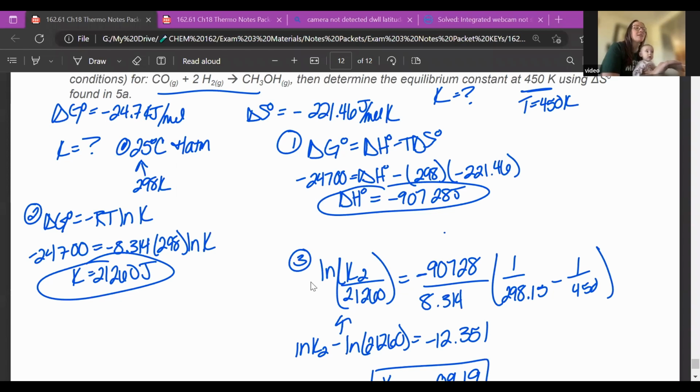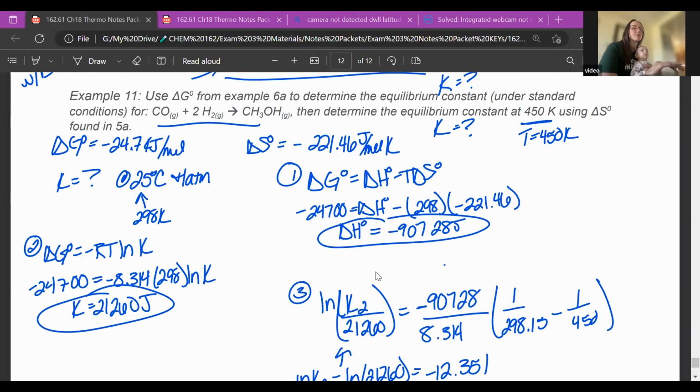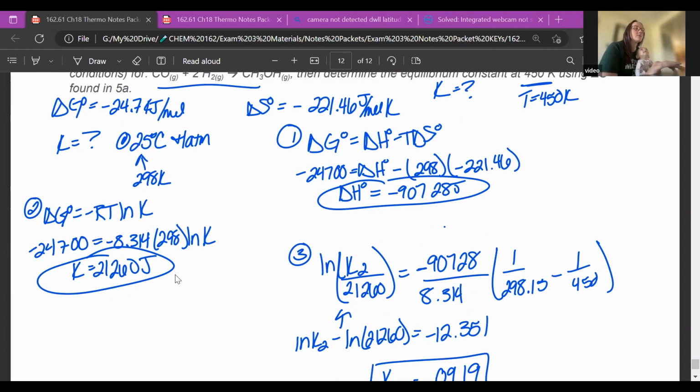I have delta H. Now I can use this 2-point equation. You can technically do the unknown as K1 or K2. I did the one I didn't know as K2. So K2 is the one I didn't know. I'm trying to find that for, what was it, 450? Yeah, 450 Kelvin. So that was T2. K1 is the one I calculated, and T1 is 298. I wrote 0.15, but 298 is fine.